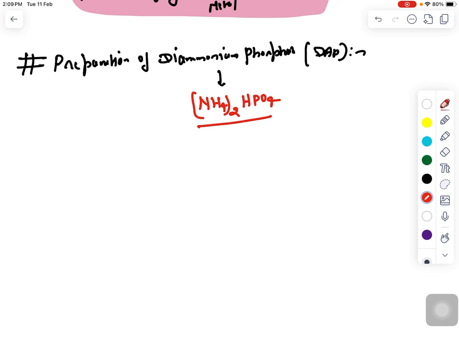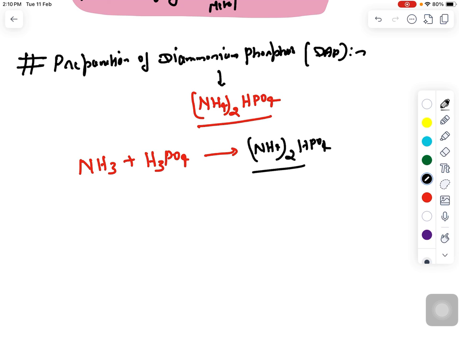So ammonia will react with H3PO4, phosphoric acid, and it is going to form the diammonium phosphate, right? So generally the reactants being used are ammonia plus H3PO4. First it will form monoammonium phosphate and then diammonium phosphate. So directly I am writing (NH4)2 diammonium and phosphate HPO4. So the pH which is maintained here is 7.5 to 8.5. That is the neutral pH for this reaction condition.